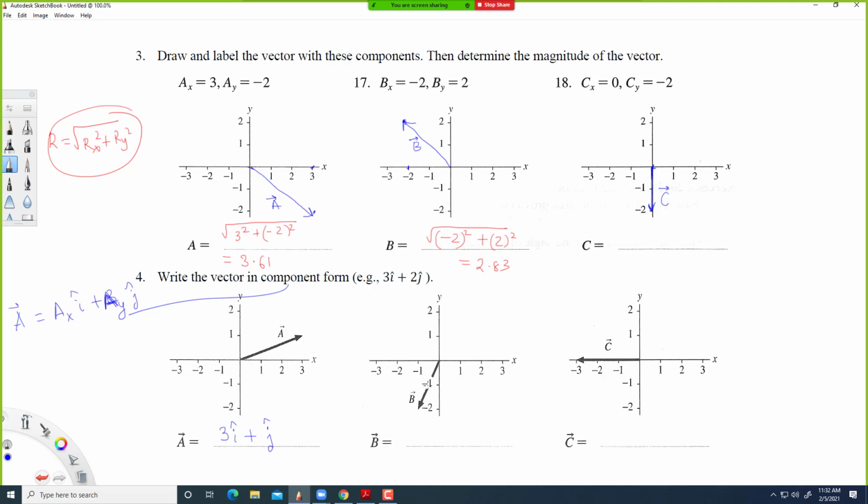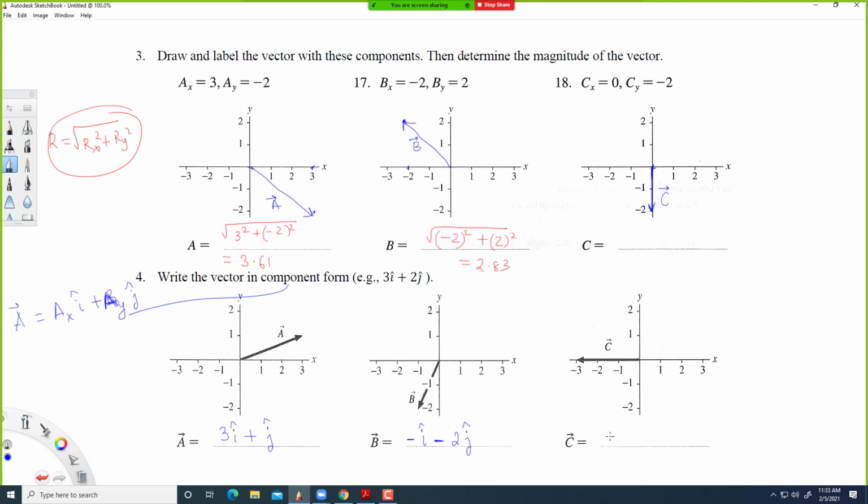Here, how many units we have for x component? We have 1 unit, but it's in the negative direction, so minus 1 in the x direction. And how many units we have for y? So we have 1, 2, okay? 2 down, 1 left. So down is negative j hat.